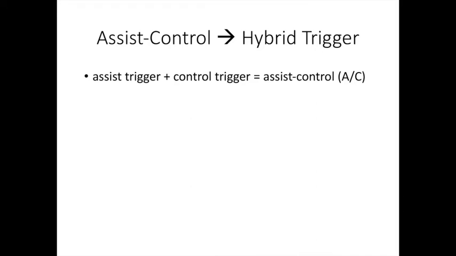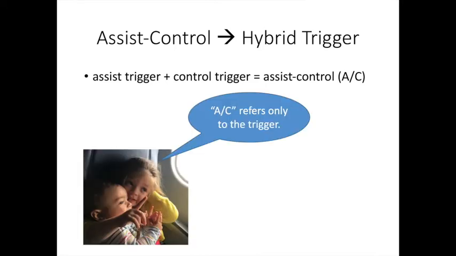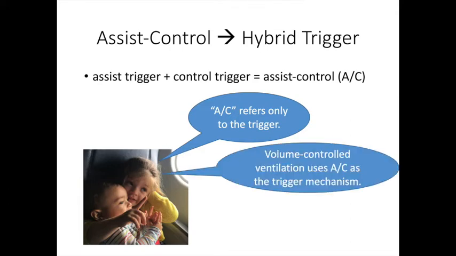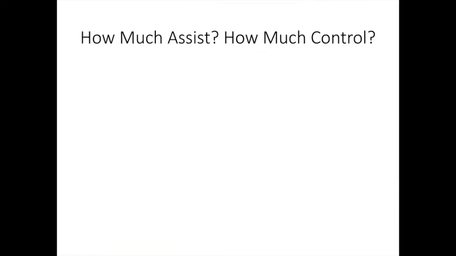If we combine the assist trigger with the control trigger, we get a hybrid trigger known as assist control. It's important to note that assist control refers only to the trigger, not to any other aspect of the breath. And volume-controlled ventilation uses assist control as the trigger mechanism. The question that arises is, with this hybrid trigger mechanism, how much will be assist and how much will be control?